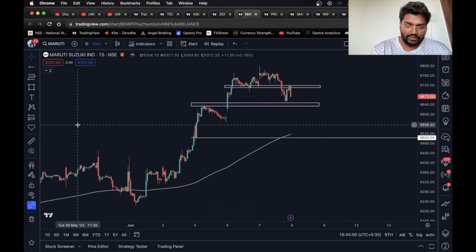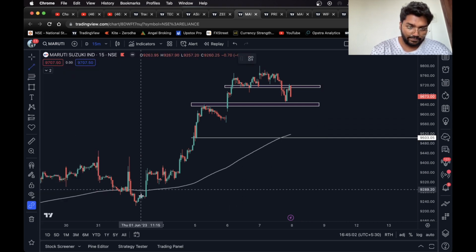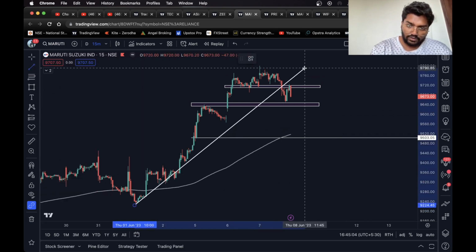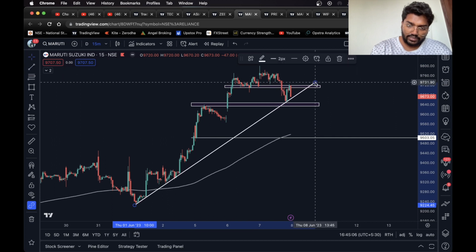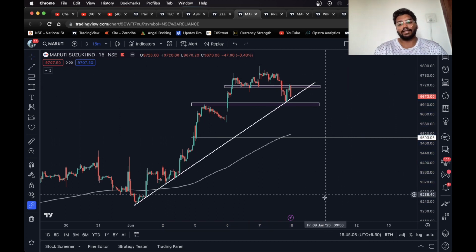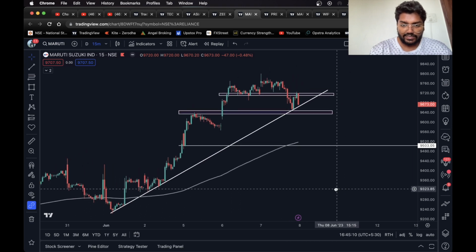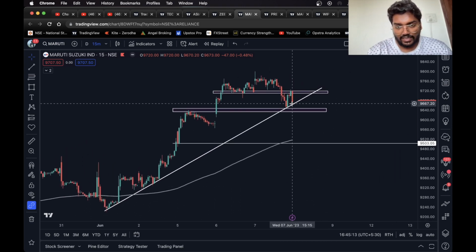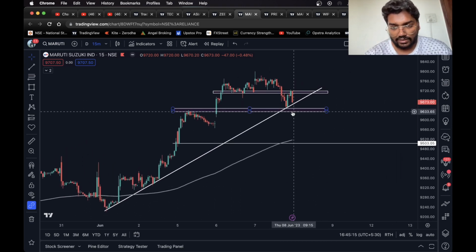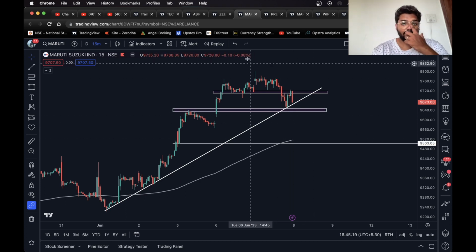Do we also have a trend line over here? Let me just check. Yes, we also have a trend line. Perfect. Very nice. So after it breaks the trend line, after it breaks this horizontal level, a short entry can be taken. We can consider 200 EMA as our target.